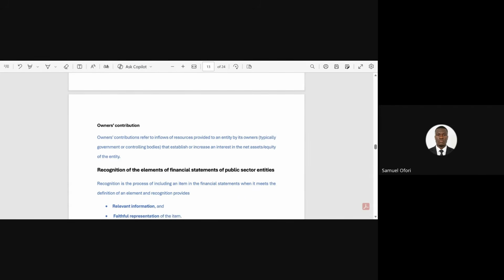So these are the elements of the general purpose financial statement. You have the asset, liability, revenue, owner's contribution, expense. And the components are financial performance, financial position, changes in equity, and cash flow statement. Please, you have to know the difference between these. When these things come, please know that you are getting 10 over 10.